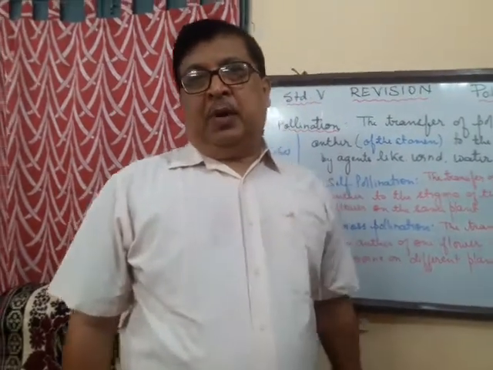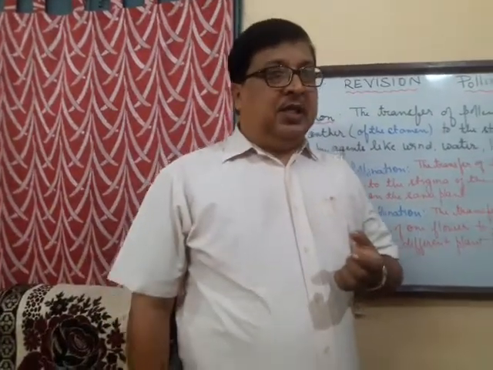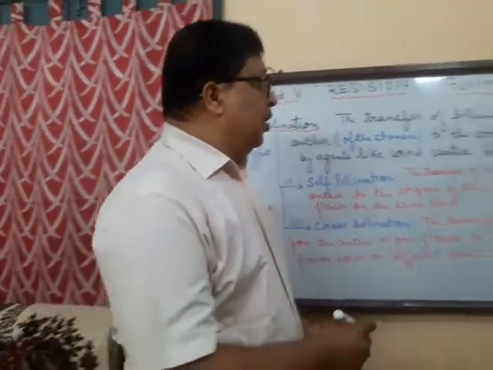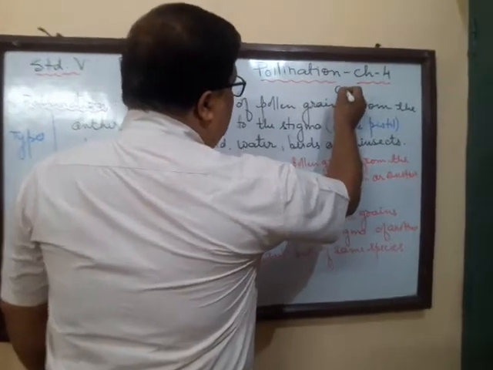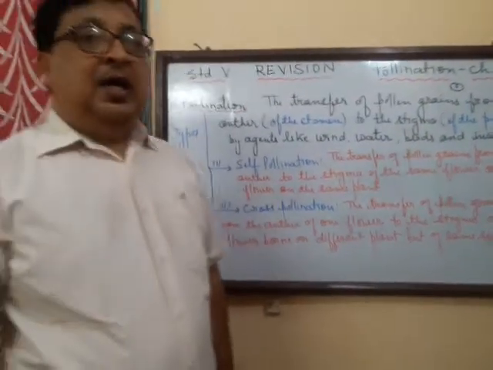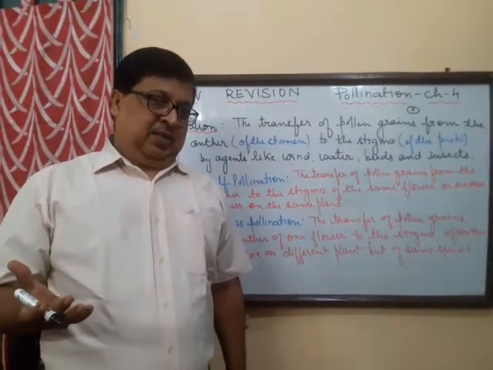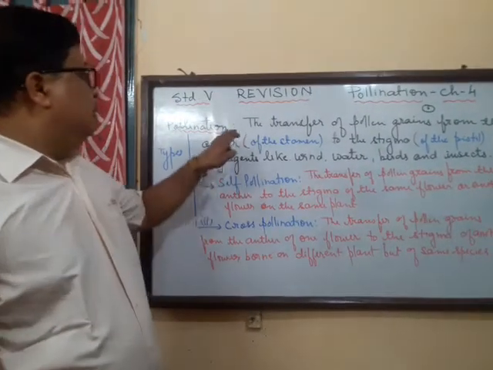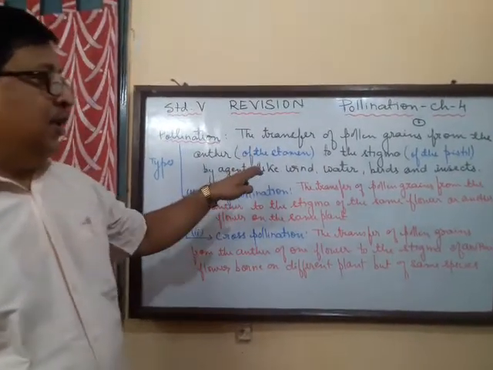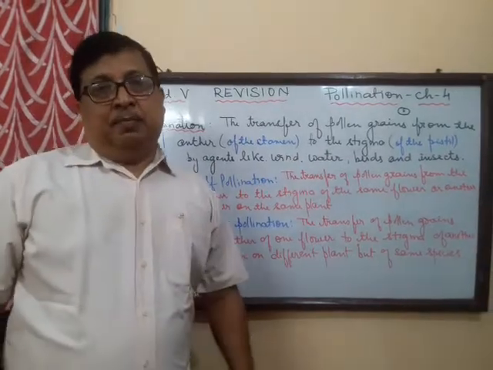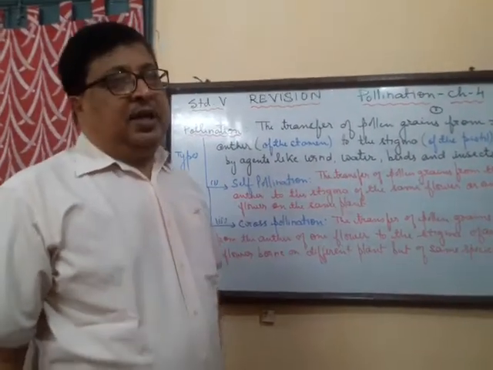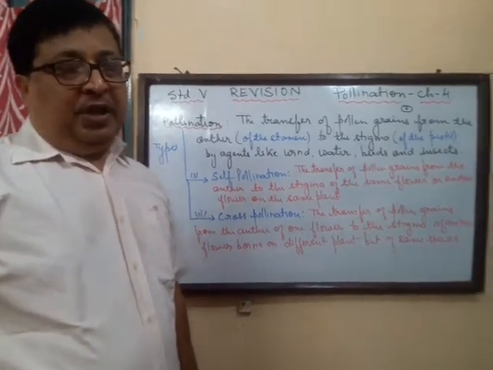One thing you should remember is that these pollen grains are the male sex cells. If it is a pollen grain like this, within that pollen grain we have the male gametes. So male gametes are the male sex cells. Once again, pollination is the transfer of pollen grains from the anther of the stamen to the stigma of the pistil by agents like wind, water, birds and insects.